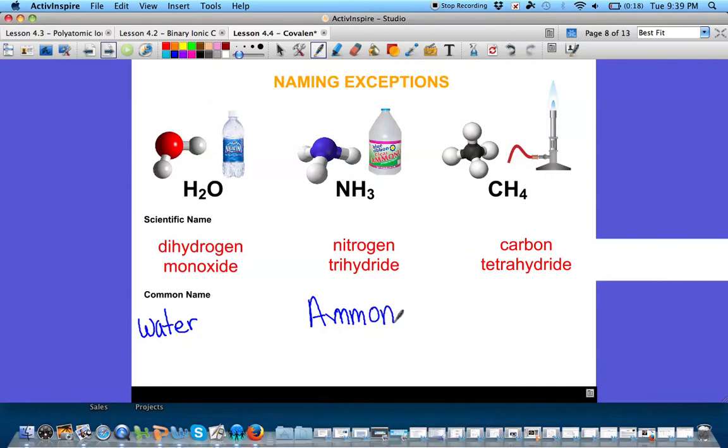Not to be confused with ammonium. This is not ammonium, which is our polyatomic, our only positive polyatomic. So ammonium is NH4 plus, ammonia is NH3. And then carbon tetrahydride, this is methane. This is the gas that fuels our Bunsen burners. It is also found in cow farts.